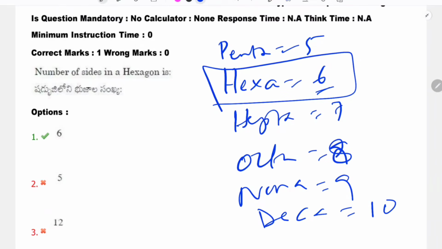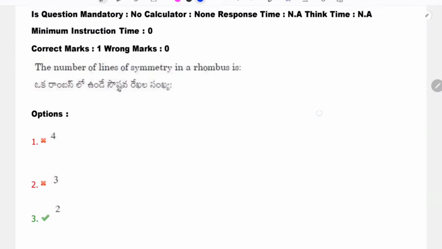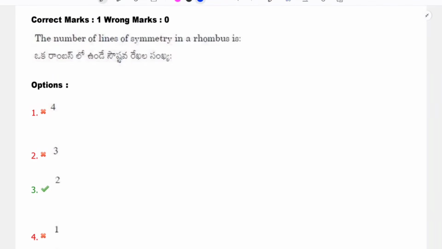So hexa means a 6-sided figure. So how many sides are there in a hexagon? It is something like this. I'm very poor in drawing, but anyway, something like this. This is a 6-sided figure. This is the meaning of hexagon. 6 sides.